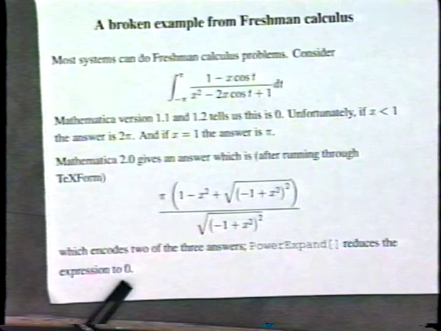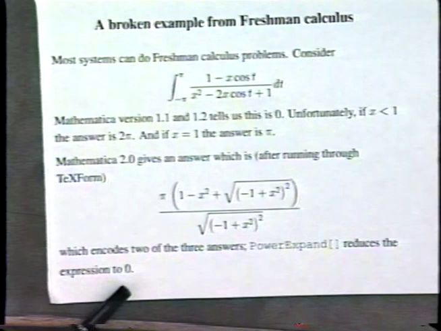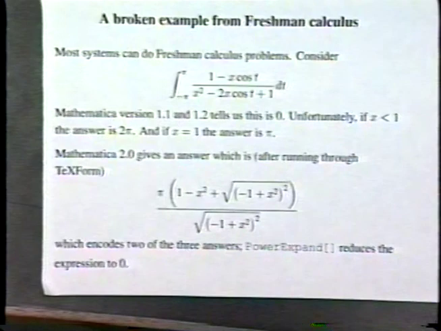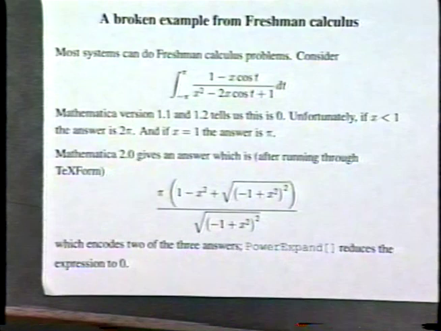Now, the early versions of Mathematica did not have power expand. They just went ahead and expanded it and gave you 0. The later versions of Mathematica say, I'm going to give you a very complicated expression that you won't be able to figure out, but I'm going to give you a tool. It's a knife with no handle, and you're going to have to pick it up and use it. And if you bleed, it's your fault. You picked up the handle, and there is none. So that's what power expand is.